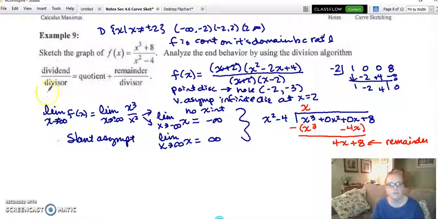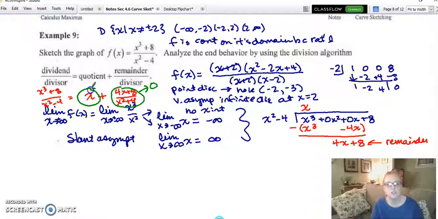So we know, following this, that x cubed plus 8 divided by x squared minus 4 is going to be x plus your remainder, 4x plus 8, over your divisor, x squared minus 4. And when you do the limit as x goes to plus or minus infinity, this is always going to go to 0. And so whatever is your quotient is going to be your slant asymptote. So whatever ends up in this spot is your slant asymptote.